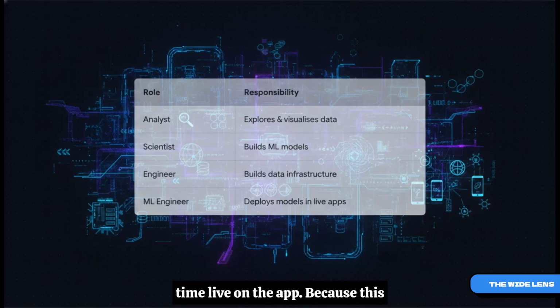Because this pipeline is just so incredibly vast, it takes a whole ecosystem of specialists to run it. Data analysts explore the data and create the visual reports. Data scientists are the ones actually building the statistical and machine learning models. Data engineers, they act kind of like the plumbers, building the heavy infrastructure and databases to store all that data safely. And finally, ML engineers take the models the scientists built and deploy them into live production so they work seamlessly right there on your phone.